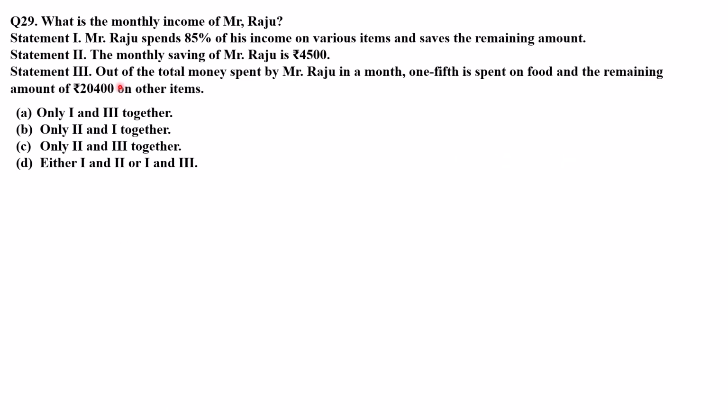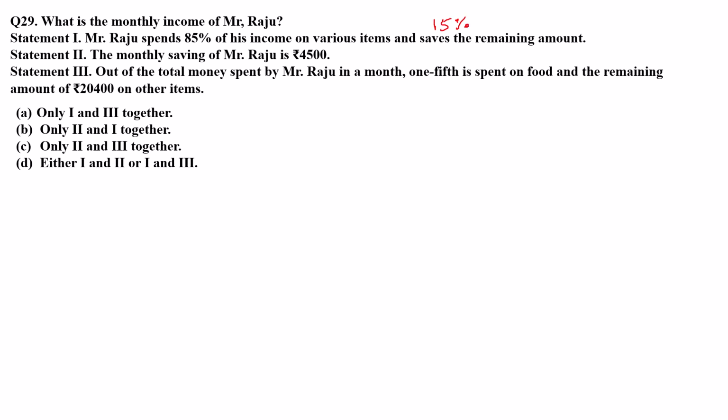Now again question number 29, similar to question 28. This type of question comes under data sufficiency questions. Now the question is, what is the monthly income of Mr. Raju? And three statements are given. Mr. Raju spends 85% of his income on various items and saves the remaining amount. Means if he spends 85%, the remaining 15% he is saving, isn't it? 15% of the amount he is saving.